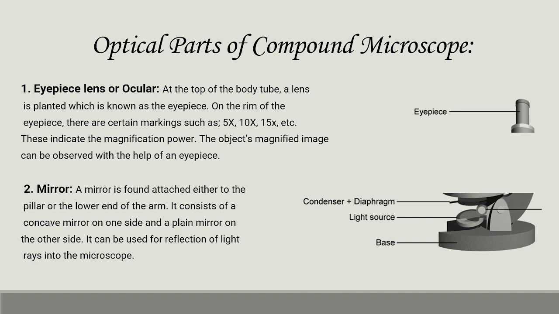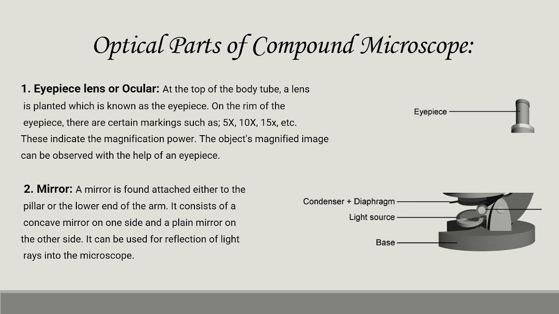So which are the optical parts of a compound microscope? So first one is eyepiece lens or ocular. At the top of the body tube, a lens is planted which is known as the eyepiece. On the rim of the eyepiece, there are certain markings such as 5x, 10x, 15x.